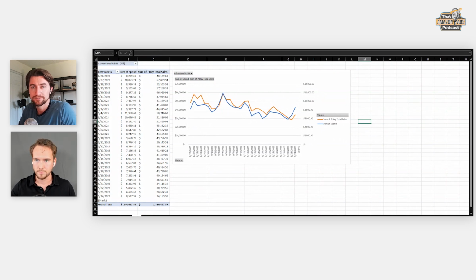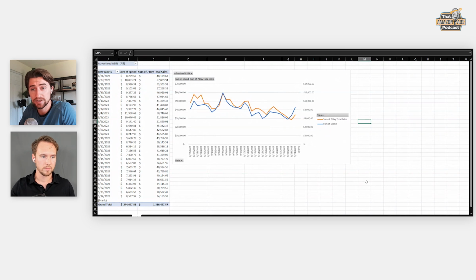For those who are just listening and can't quite see all the visuals, Andrew has a trend chart pulled up. It's showing the spend and sales over time. And within this chart, there's that drop-down where you can pick one ASIN or a group of ASINs to specify, so you can actually see the trending data for those ASINs in particular.